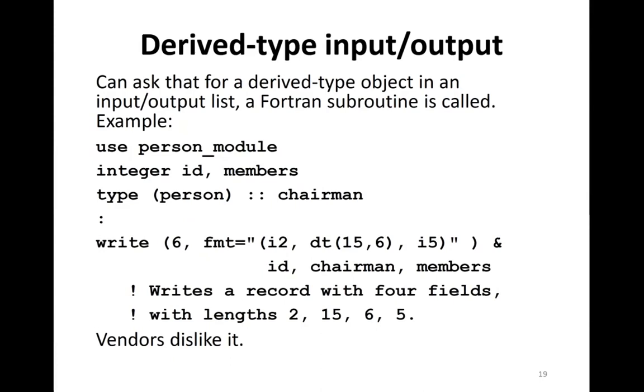I don't want to go into the detail, but I thought I'd just show you an example here. I've got a type person, and I want to write out some data about it. And so I've got a format where I'm writing this object chairman. I'm writing an integer, two integers, and here, corresponding to chairman, I've got this derived type format, DT15.6. And what that does under the covers is make sure that you have a call of a procedure that the user has written, which will be sent the object chairman, and it will be sent these values 15 and 6. And that procedure will then have to take that data and produce the relevant output.